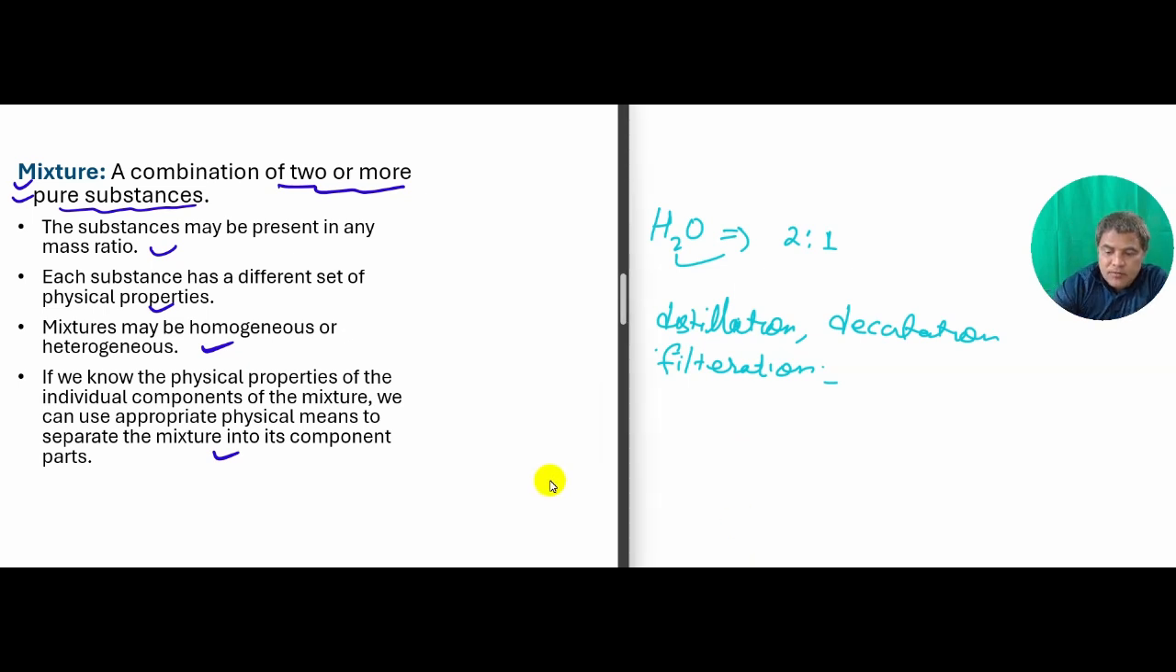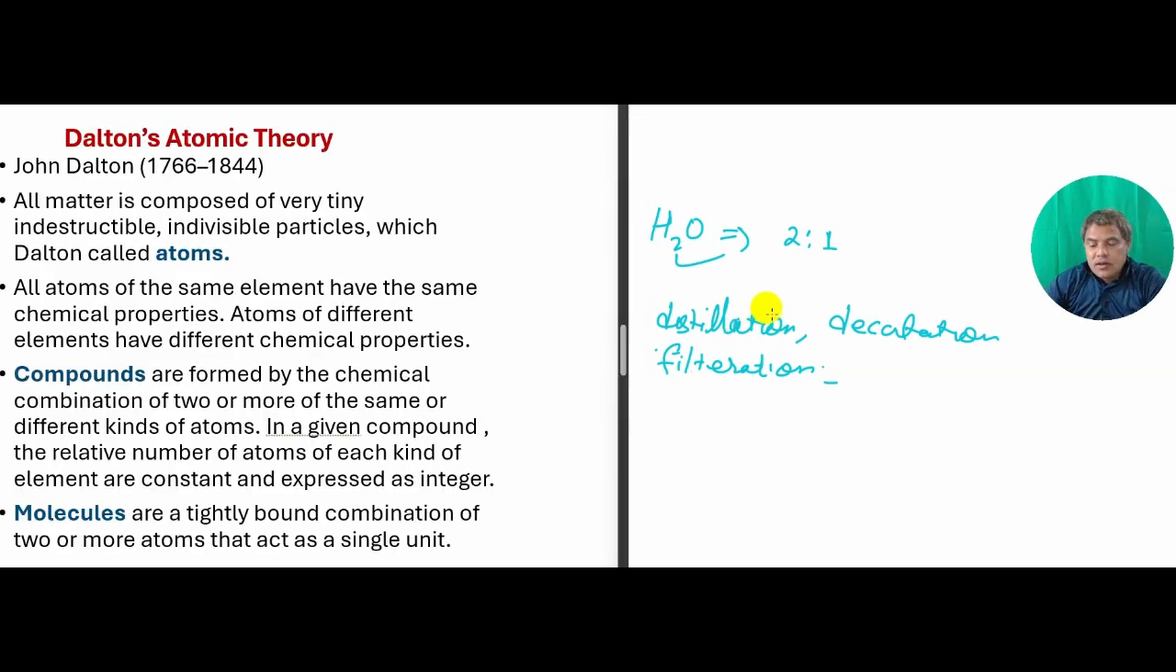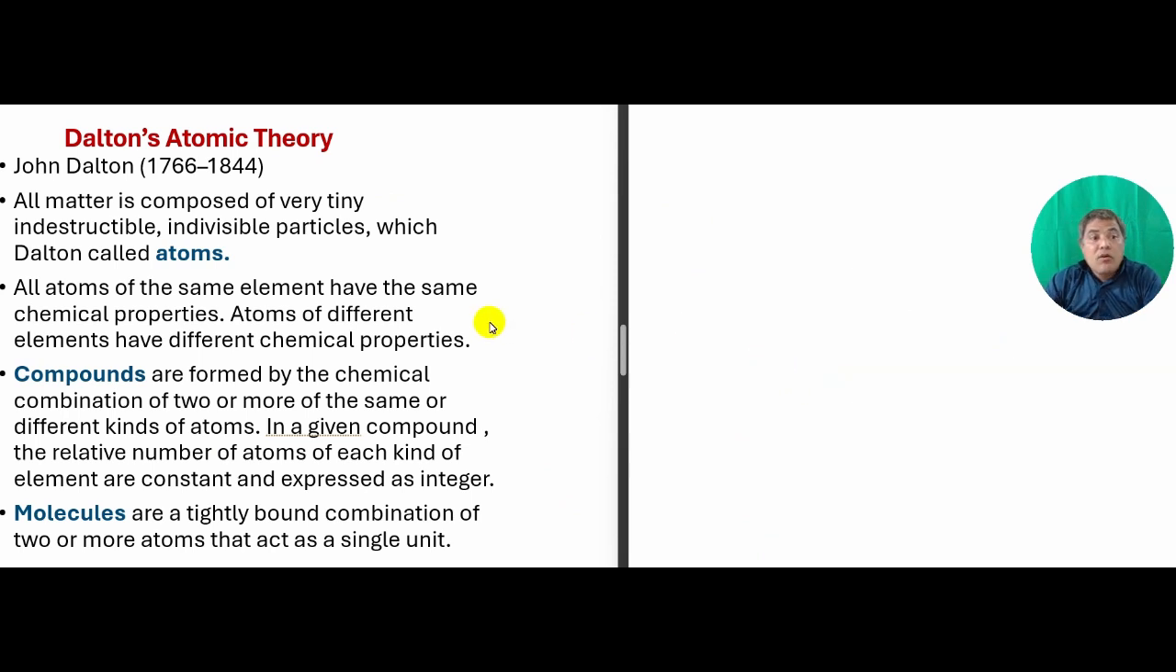So now next go to the atom. Now guys, let's start with the atom. Atom is the smallest unit of matter, or even the smallest unit of molecules also. We will discuss here Dalton's atomic theory, because different scientists have given different theories.